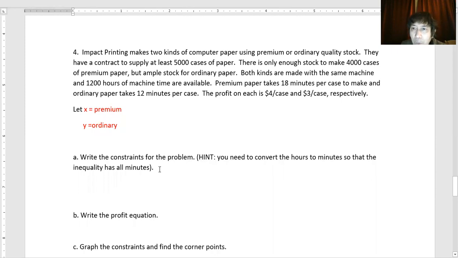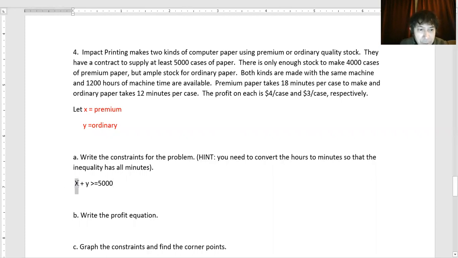Okay, here we go. We will start with contract to supply at least 5,000 cases. So we will have to use greater or equal to 5,000 because at least that means it can go higher than that. So that means we have X and then added to the ordinary can be higher or equal to 5,000 cases of paper.